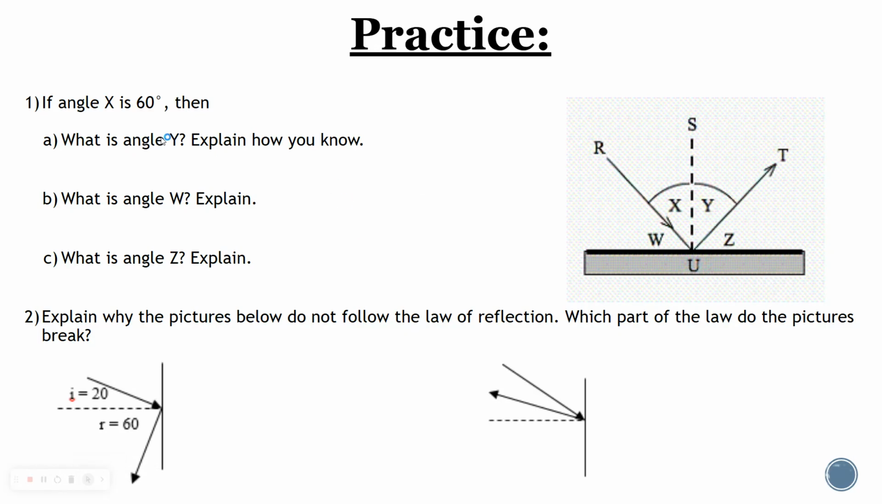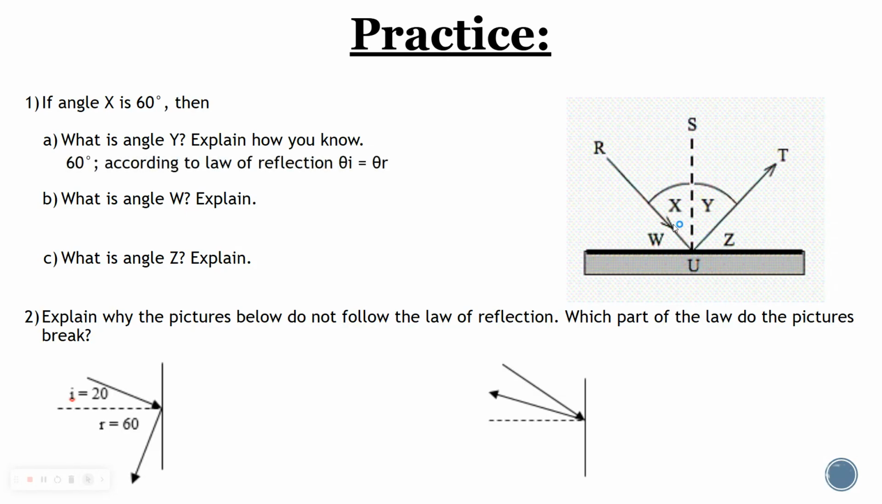Okay. So if angle X is 60, then what is angle Y? Explain how you know. So what we're looking for here is that if this is 60, that's the angle of incidence, then angle Y should also be 60 because it's the angle of reflection. According to the law of reflection, the angle of incidence, theta I, is equal to the angle of reflection, theta R. So it should also be 60.